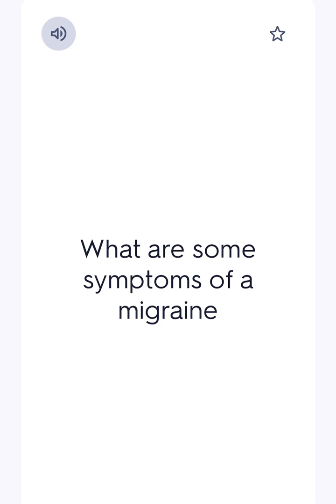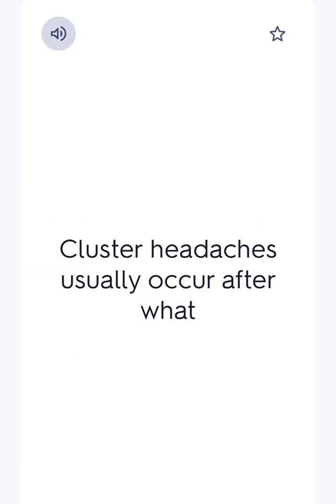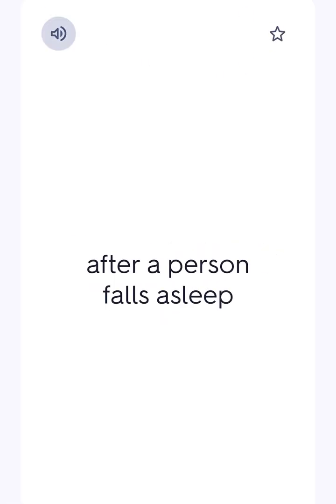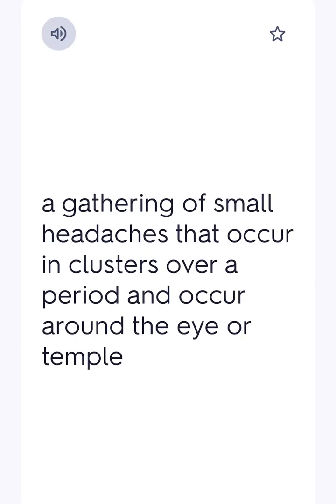What are some symptoms of a migraine? Throbbing headache with N/V, sensitivity to light or sound. The headache is usually worse on one side. Cluster headaches usually occur after what? After a person falls asleep. What are cluster headaches? A gathering of small headaches that occur in clusters over a period, and occur around the eye or temple.